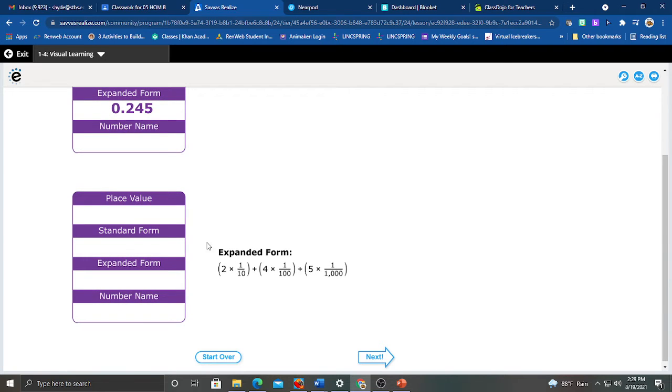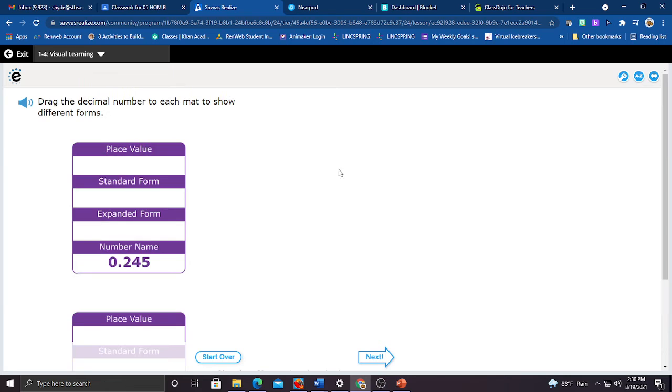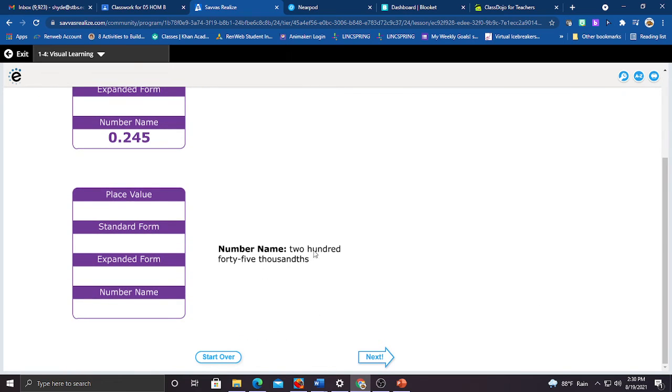The number 2 is placed in the tenths. So we would open a parenthesis and put 2 times 1 over 10, close parenthesis, plus the number 4, which is in the hundredths place, 4 times 1 over 100, close parenthesis, plus the number 5, open parenthesis, 5 times 1 over 1,000, since the number 5 is in the thousandths place, and we close parenthesis. And finally, the number name, which would be 245 thousandths.